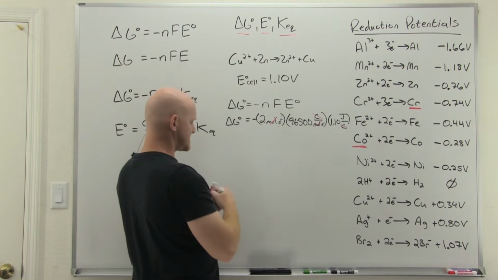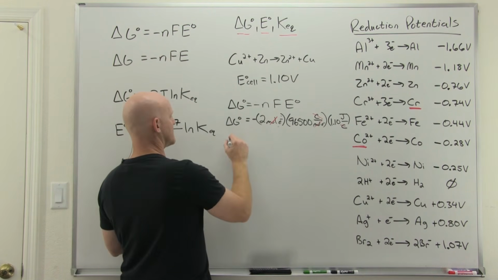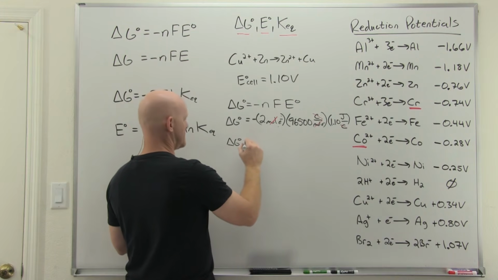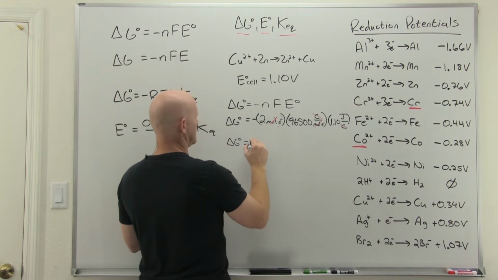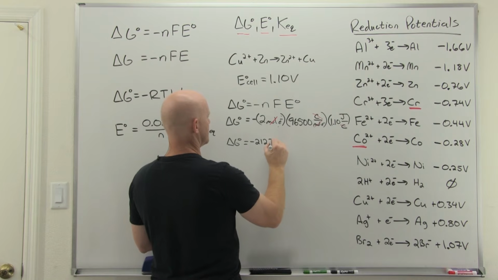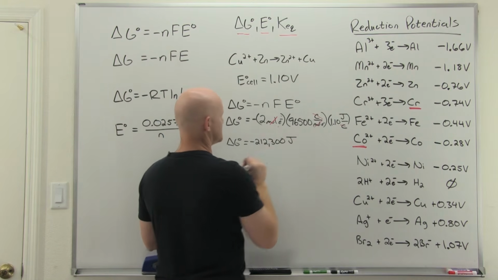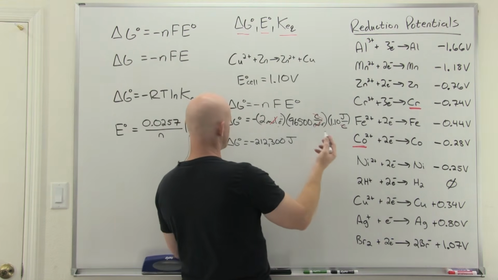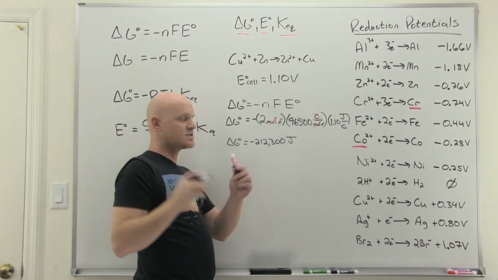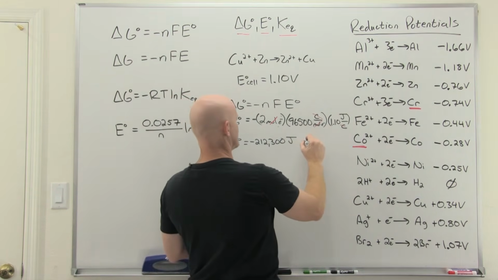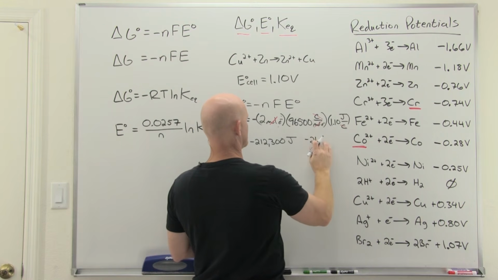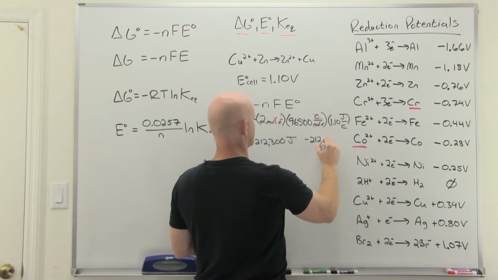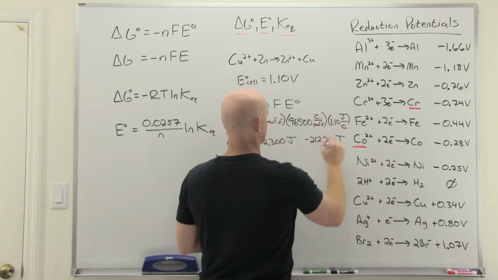I did this just a minute ago, and so I'm just going to give you the answer. If you're still working this out, you might pause the video. I got negative 212,300 joules, which is probably going to be written more properly in kilojoules, but depending on who wrote your test, it could be either way, but I'd probably give this to my students as negative 212.3 kilojoules.